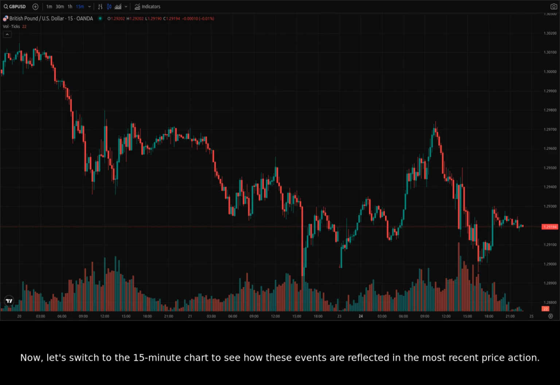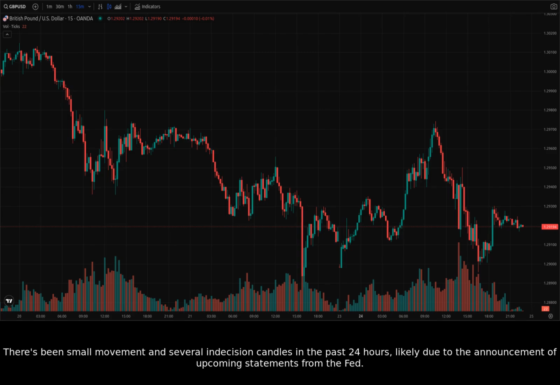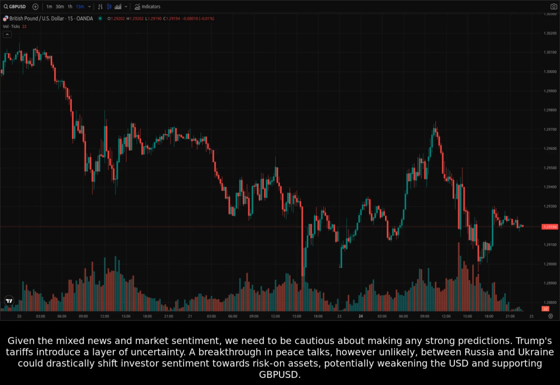Now, let's switch to the 15-minute chart to see how these events are reflected in the most recent price action. In this very short term, we can see that it's currently hovering around 1.2913 as of the most recent candle. There's been small movement and several indecision candles in the past 24 hours, likely due to the announcement of upcoming statements from the Fed. Given the mixed news and market sentiment, we need to be cautious about making any strong predictions. Trump's tariffs introduce a layer of uncertainty.